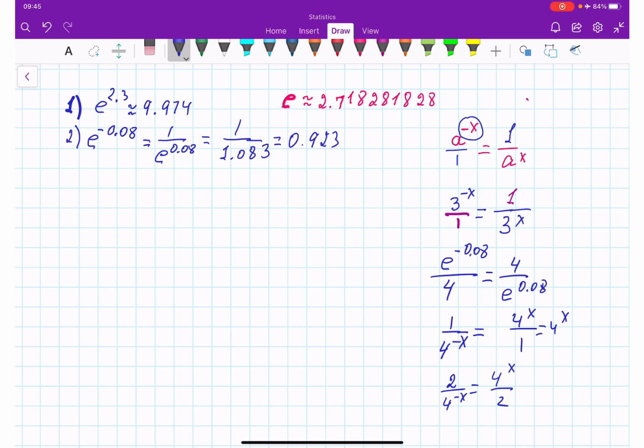Moving to next, and this is going to be approximately, when you have this wavy sign, that means it's approximately. Okay?